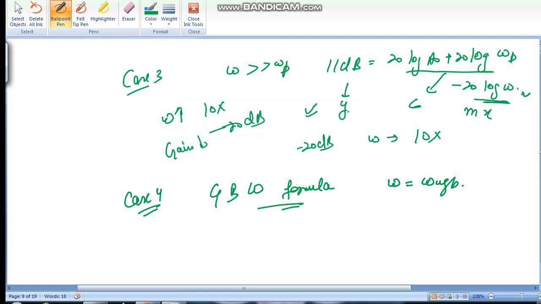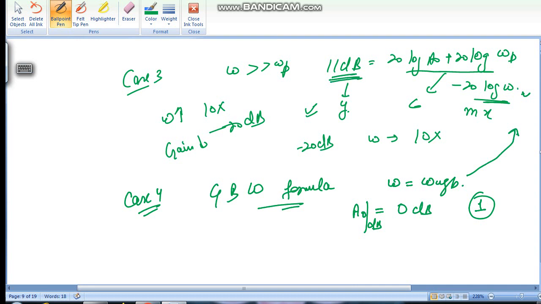And at omega equals omega UGB, where UGB is unity gain bandwidth, our gain in dB equals 0 dB. That is, the gain in magnitude is 1. Okay, now we will put this into the equation.